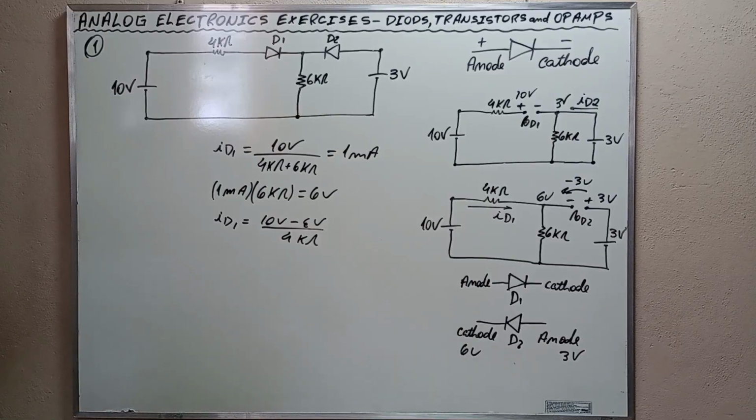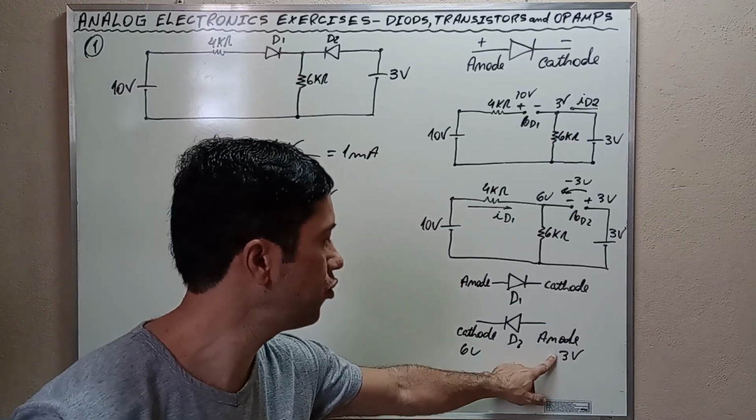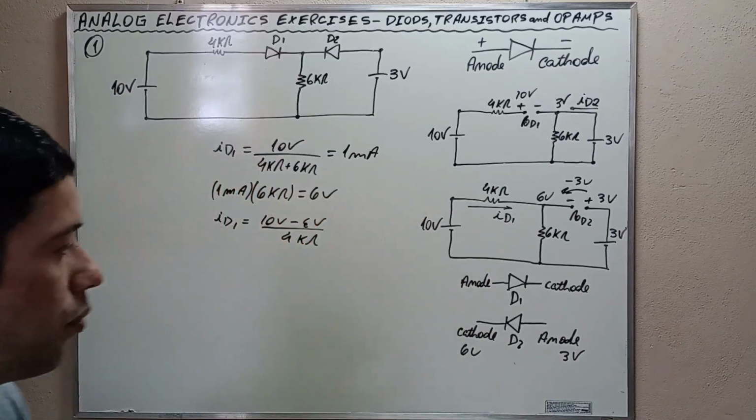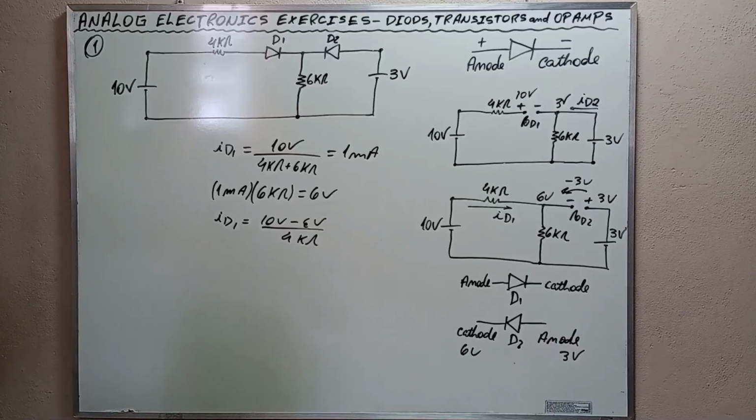The contrary should happen. For conduction, the anode has to be higher in potential than the cathode, but we saw that it is the contrary. In reality, the cathode of D2 is higher in potential than its anode. Thus, VD2 is negative 3 volts, which is consistent with the assumption that D1 is on and D2 is off, since for D2 the cathode is higher in potential than its anode.